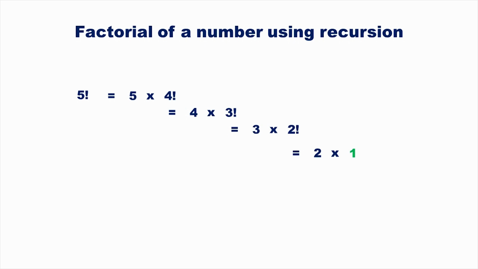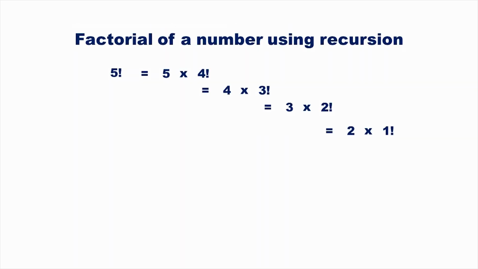So 2 factorial is equal to 2 into 1 equal to 2. 3 factorial is equal to 3 into 2 equal to 6. 4 factorial is equal to 4 into 6 equal to 24. And finally 5 factorial is equal to 5 into 24 equal to 120. That means if we have the solution of 4 factorial, we can easily compute 5 factorial.